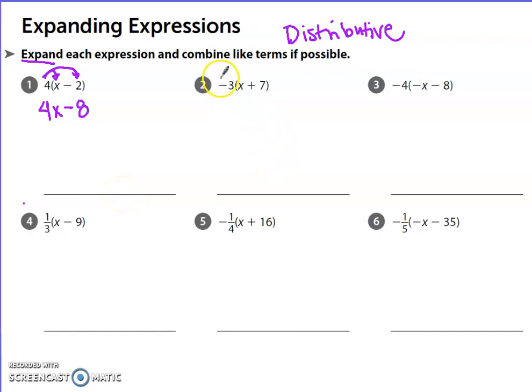Let's try another one. Distributive property. Negative 3 times x is negative 3x, and negative 3 times positive 7 is negative 21. Those aren't like terms, so I can't combine them. Number 3. Negative 4 times negative x is positive 4x, and negative 4 times negative 8 is positive 32.